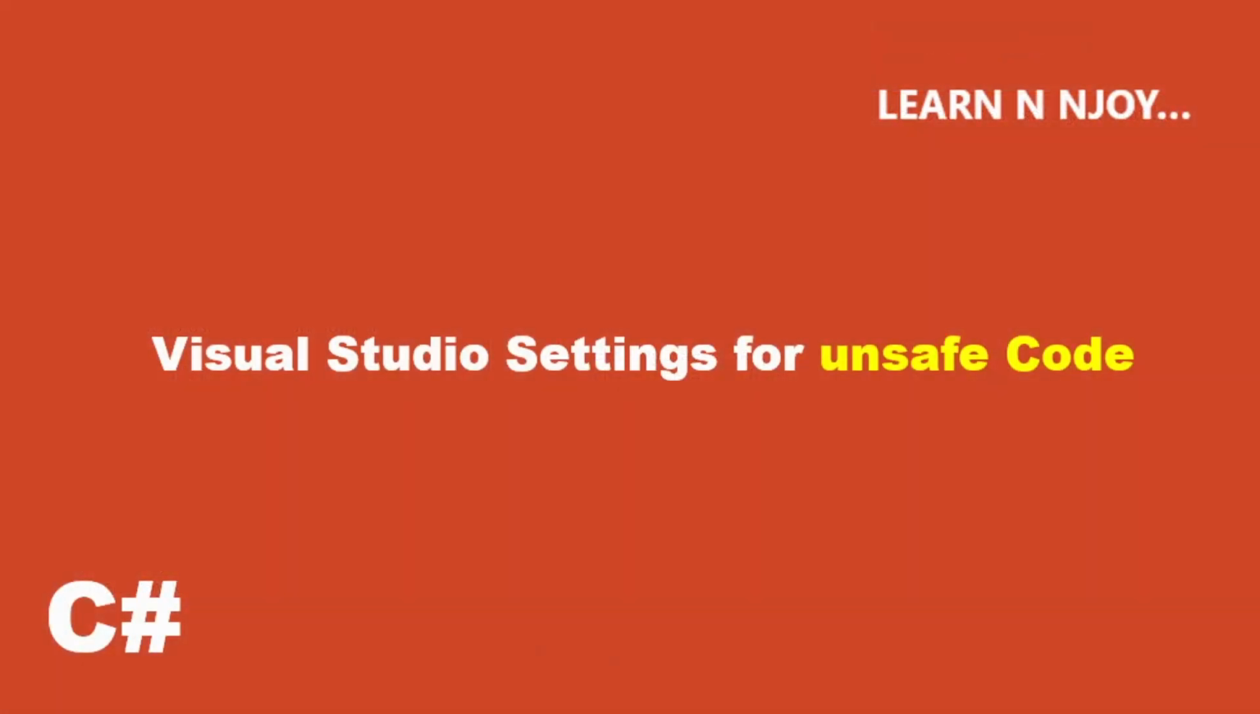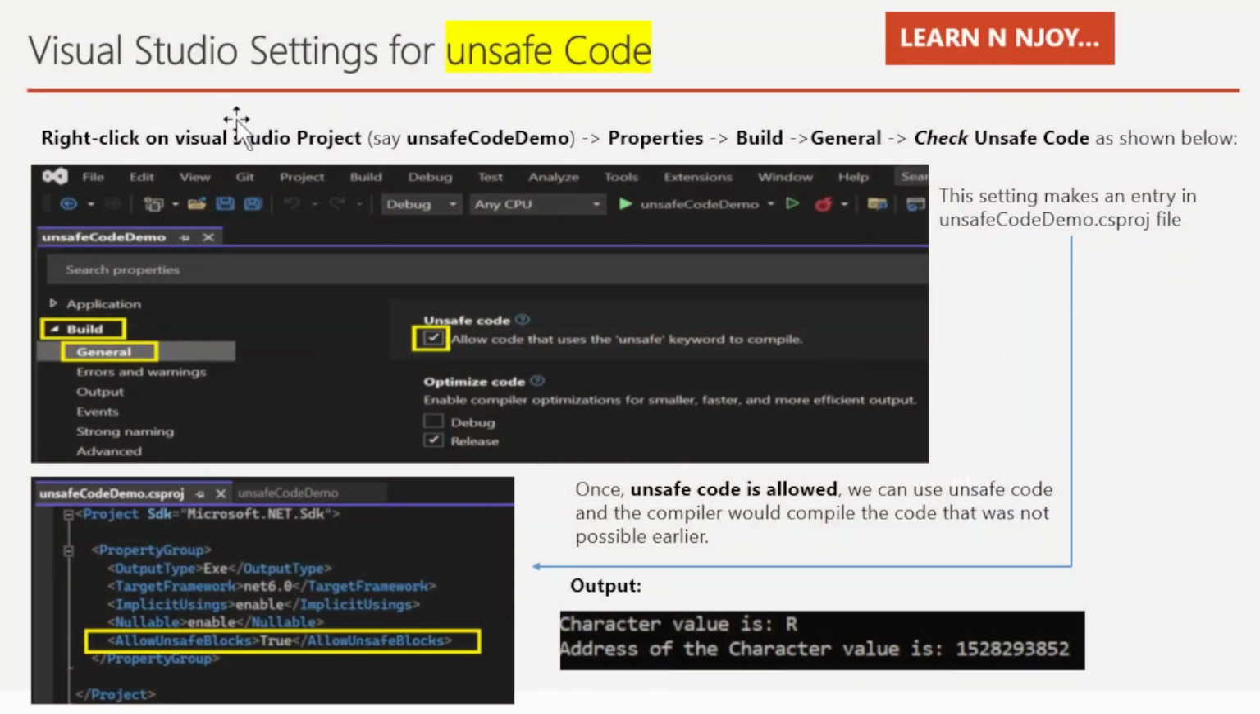Visual Studio settings for unsafe code. Here we'll learn how to configure Visual Studio so that it allows us to execute unsafe code. For this, we need to right-click on the Visual Studio project. Here my project is UnsafeCodeDemo. Then we go to Properties. Once we select Properties, the properties window appears. Here we go to Build, then General, and there is a checkbox for Unsafe code. By default, this checkbox is unchecked, so we need to select it. Once we select it and save, an entry is made in the .csproj file. This is the entry, AllowUnsafeBlocks, and the value is true. It means it is selected.